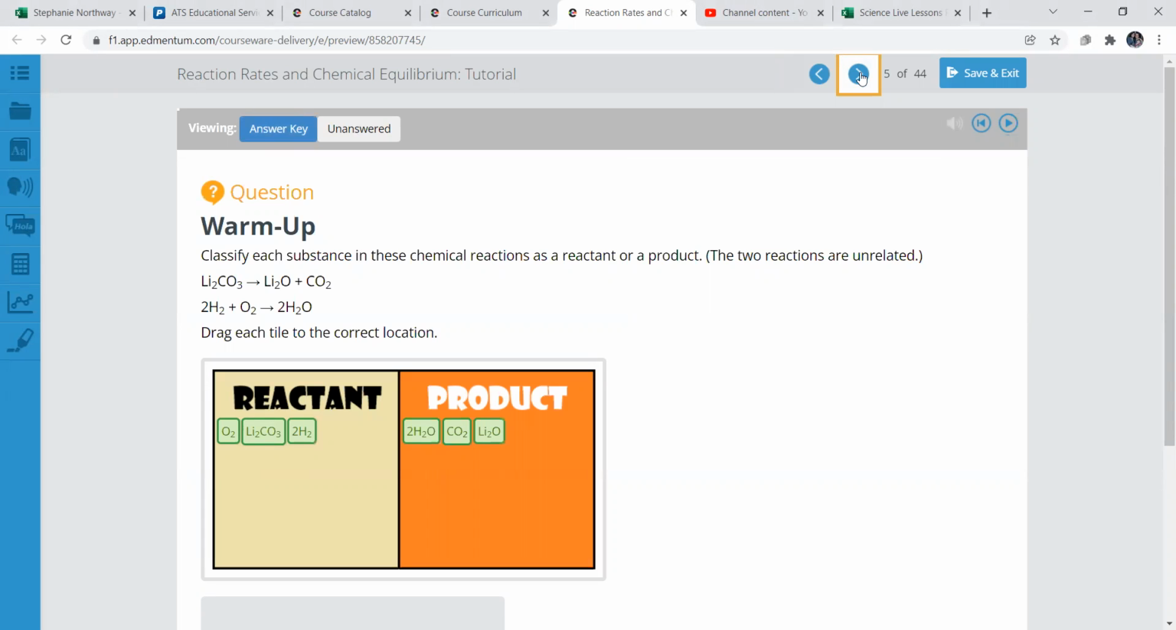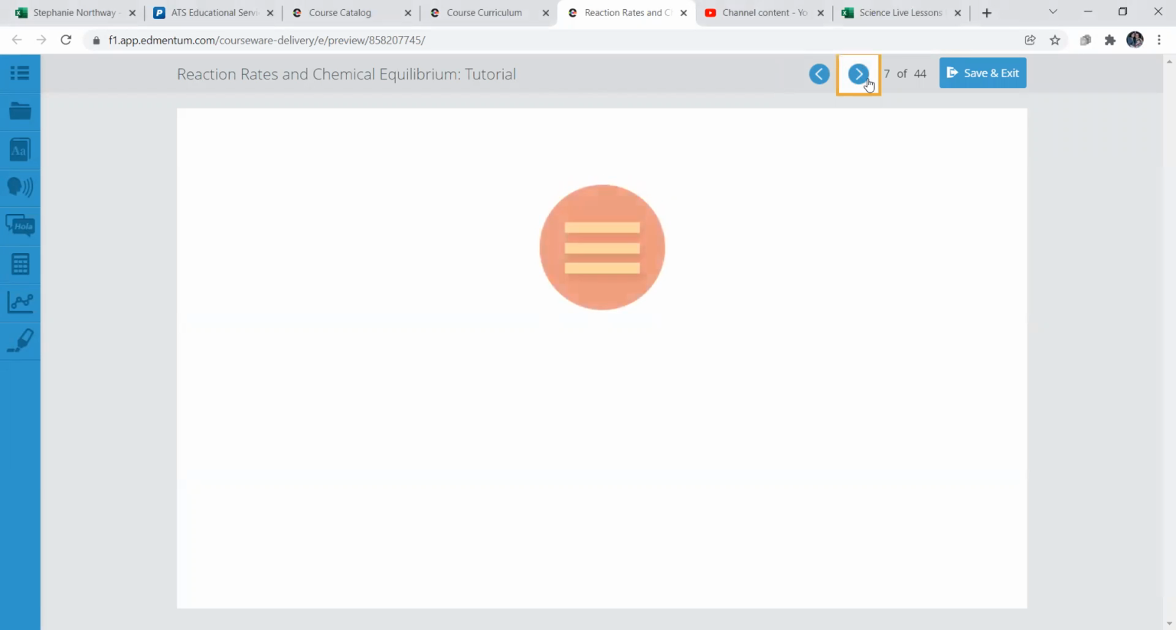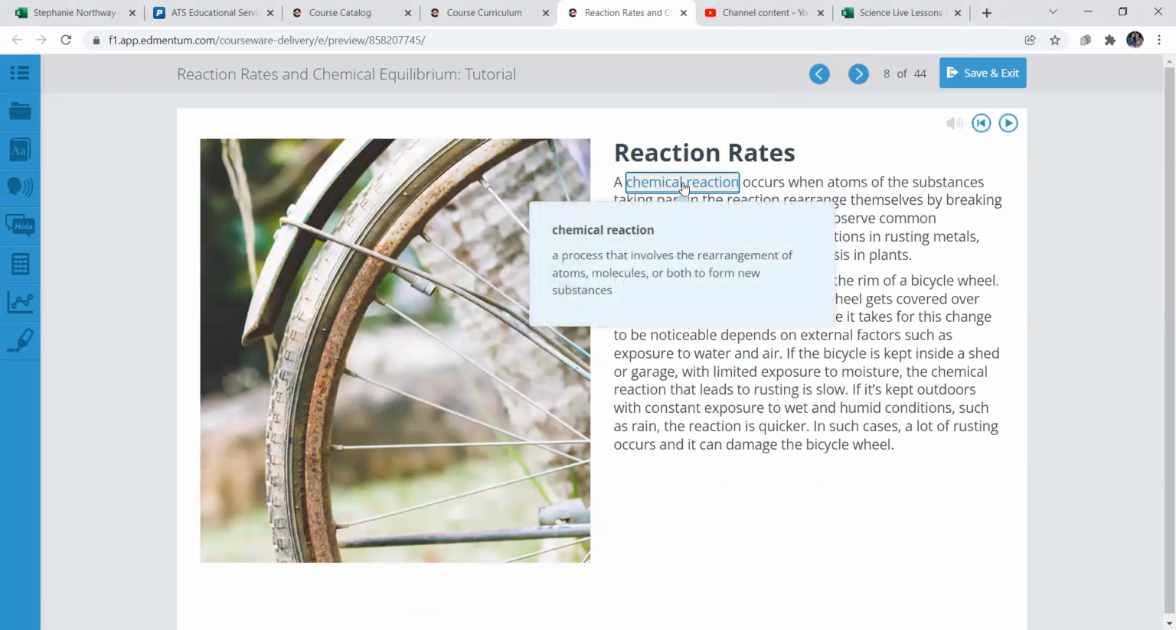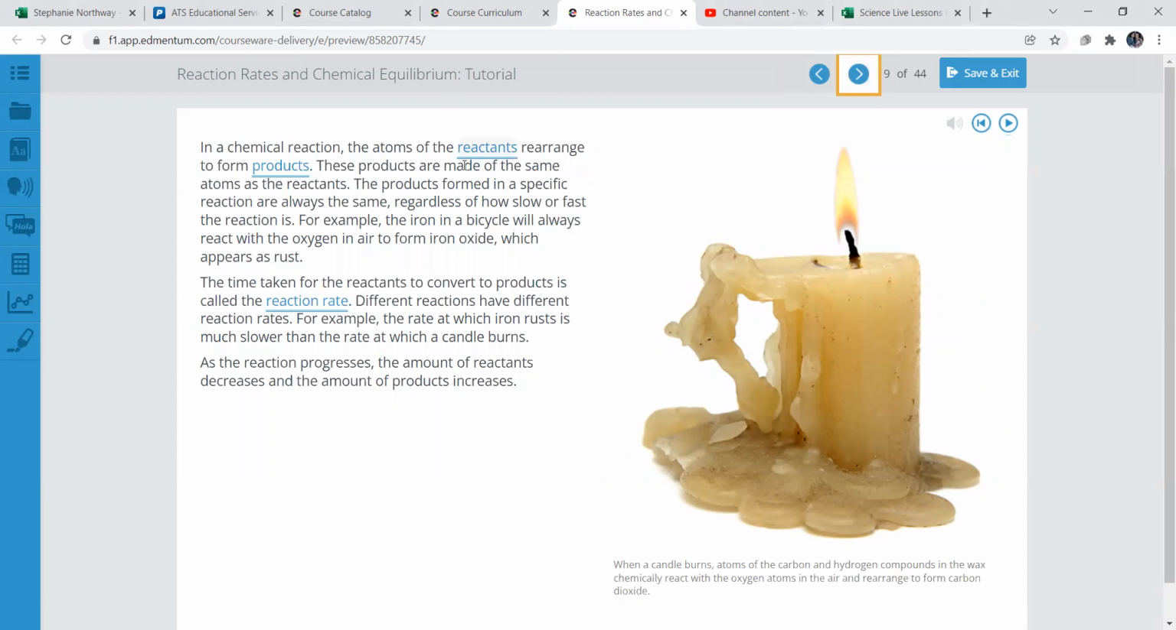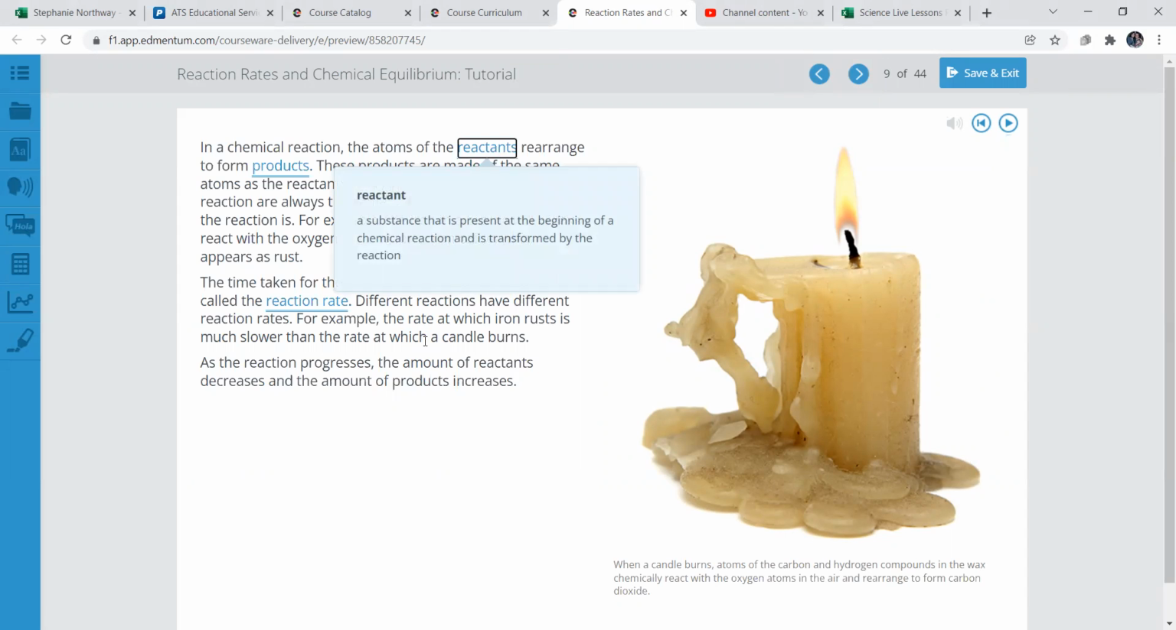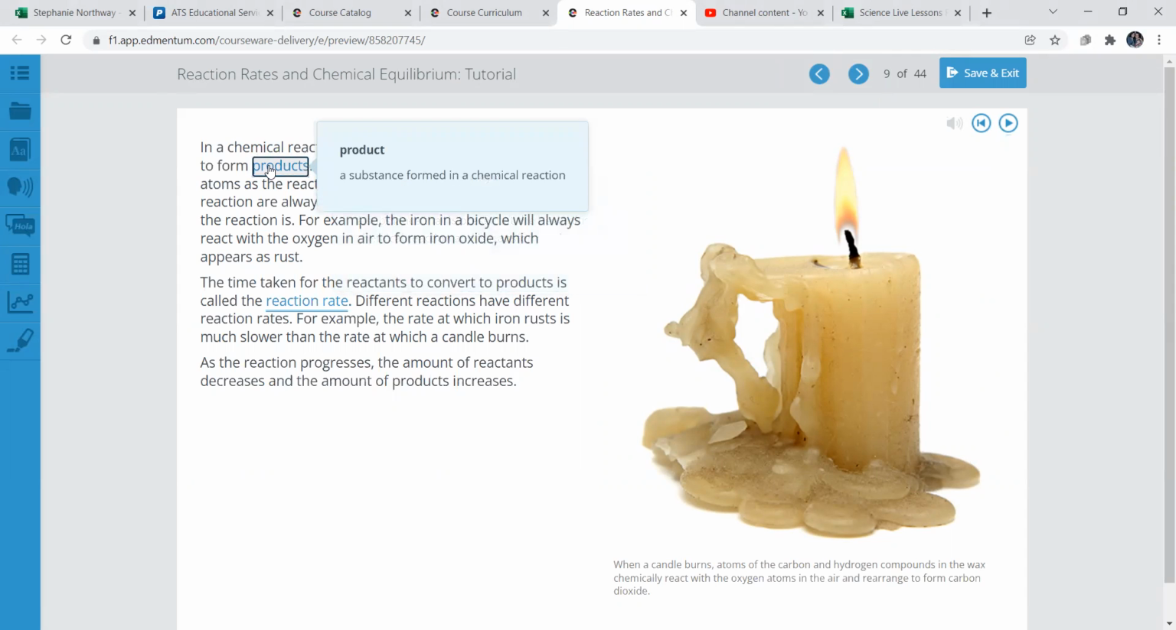All right, reactant versus product, just to warm up. It's showing you what's the reactant versus what's the product. The product is on the right side, telling you what has been made, the new product that has been made during the reaction. Chemical reaction, a process that involves the rearrangement of atoms, molecules, or both to form new substances. Okay, reactant, a substance that is present at the beginning of a chemical reaction and is transformed by the reaction. Product, a substance formed in a chemical reaction.